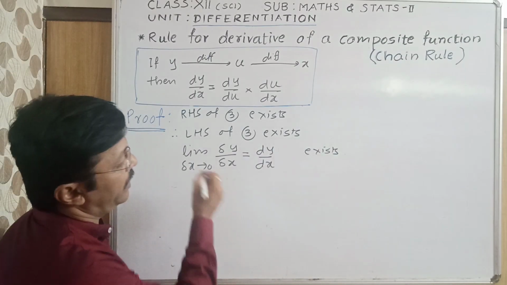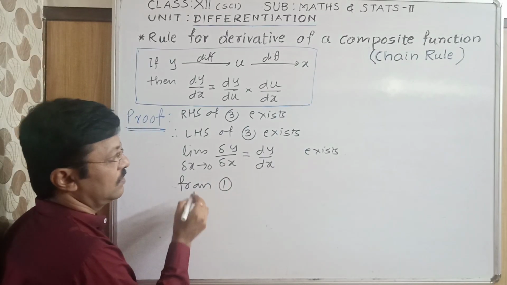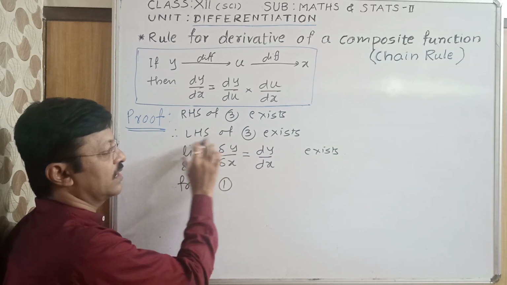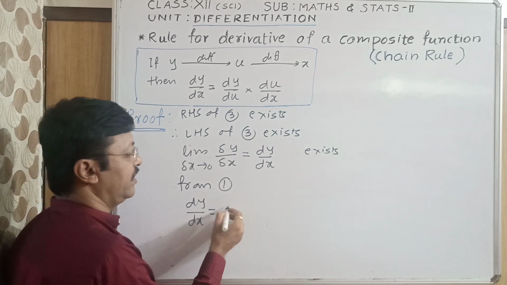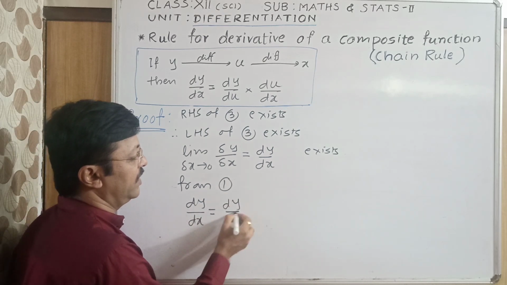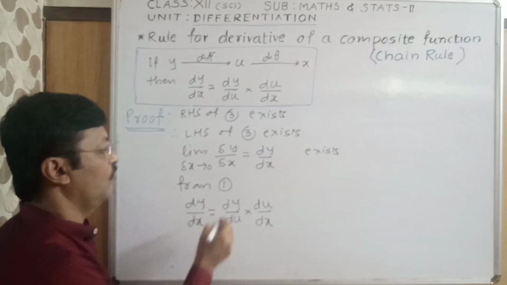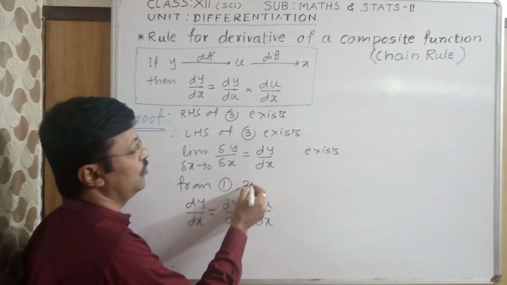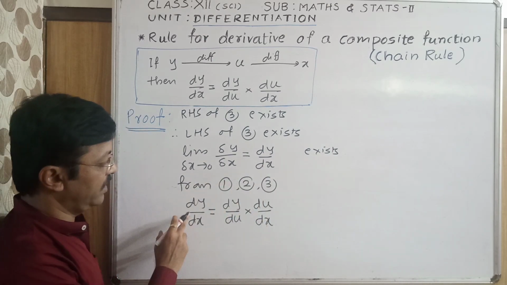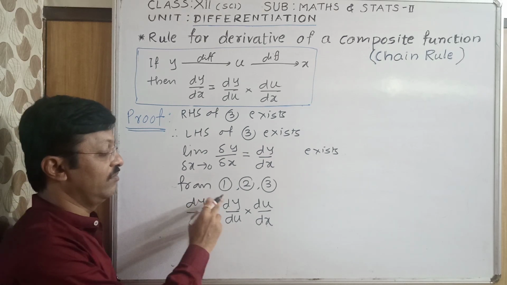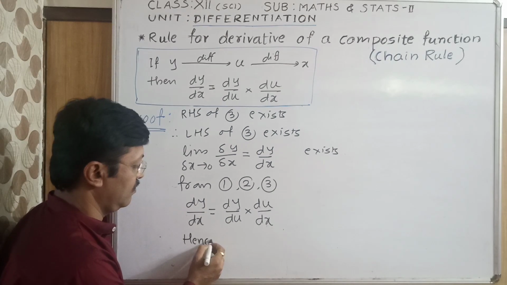So from 1 and this last step, we can write, in 1, this was your LHS. So we can write this LHS as dy by dx is equal to, earlier we had written in 2, dy by du into du by dx. So from 1, 2 and 3, you make the changes, make use of these statements and write dy by dx is equal to dy by du into du by dx. So hence, the proof.